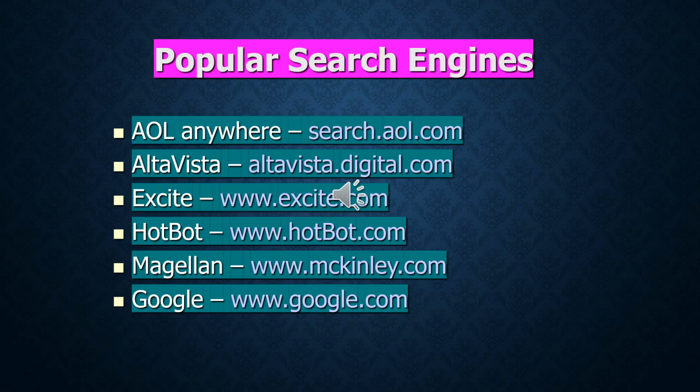Some popular search engines include AOL Everywhere, AltaVista, Excite, HotBot, Magellan.com, and Google.com. So these are some of the popular search engines we have. But just like I said previously, Google has taken over everything. Whatever you're looking for, the moment you search on Google, you're actually going to see a lot of it. It has bigger databases than most of the other search engines, and it is the most popular among them.